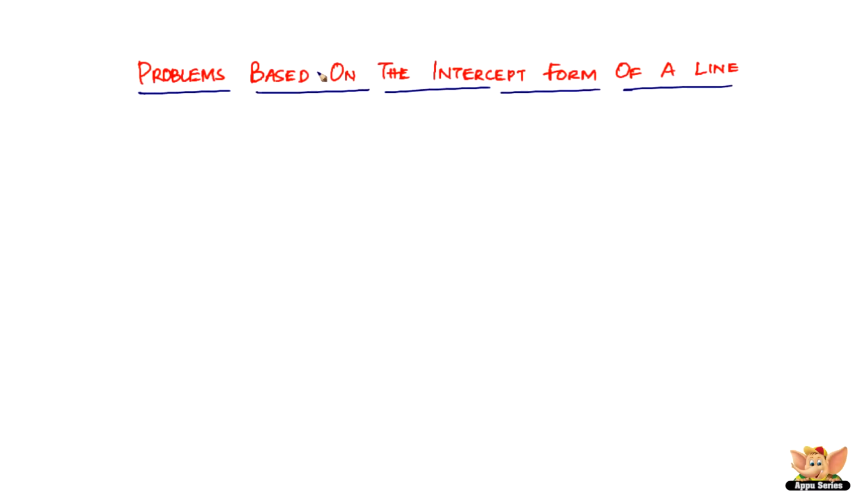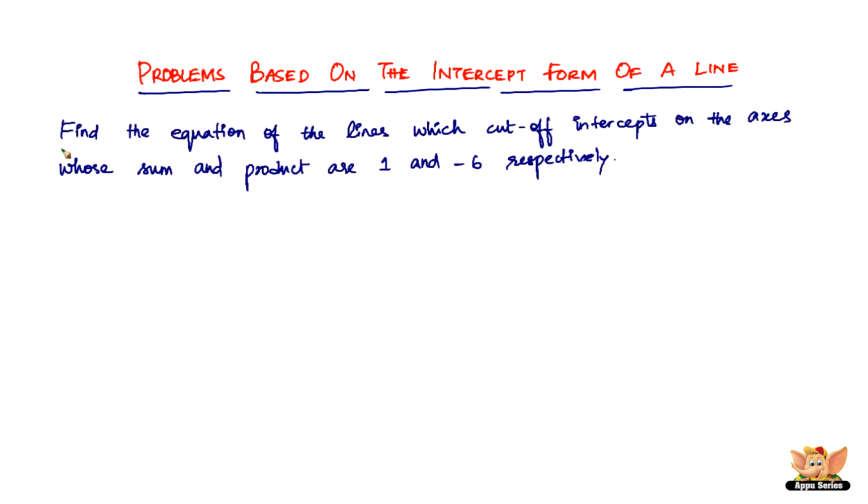In this video, let us continue to solve more problems based on the intercept form of a line. Alright, here we've got a problem which reads like this. It says, find the equation of the lines which cut off intercepts on the axis whose sum and product are 1 and minus 6 respectively.